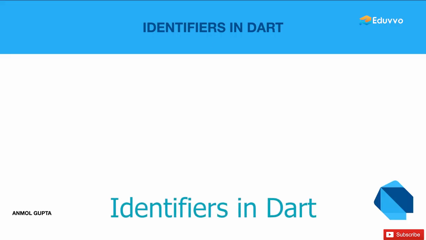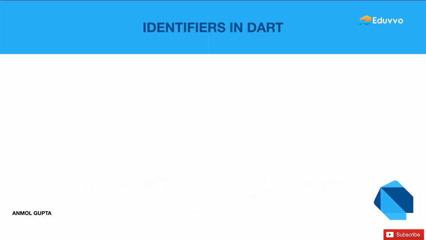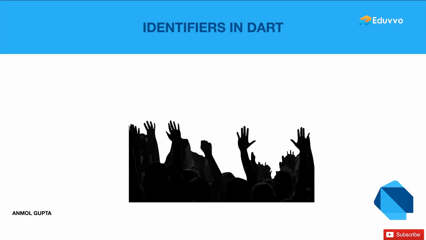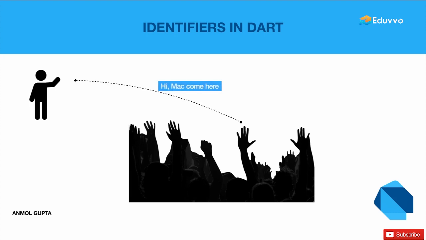So now let's discuss identifiers in Dart. Let's understand the concept of identifiers with an analogy. You're standing in a crowd and I want to call you. I should know one thing that I can use to call you, and over here I can just use your name. Hey Mac, come here. Just like that, here Mac is your identifier, so that I, or some other person, can identify you out of the crowd, call you, and get the work done.